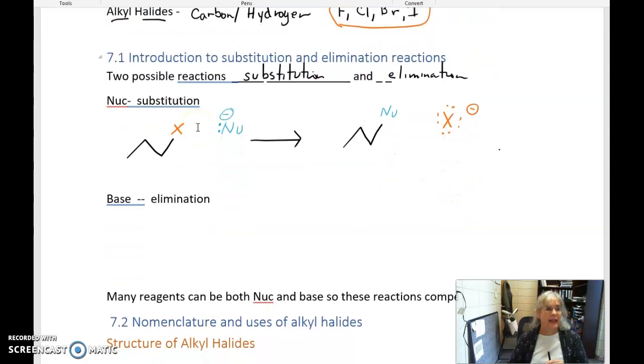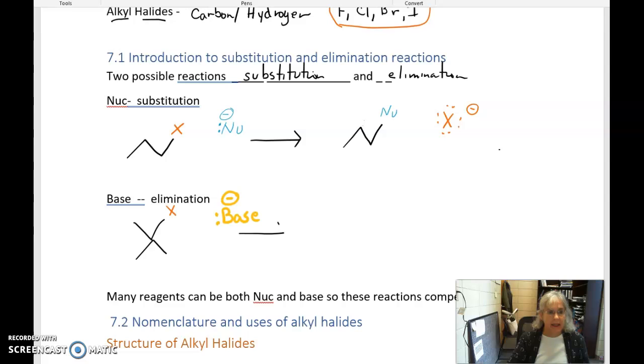When we look at elimination, we're going to be using a base. Start with black. And we'll have a halogen on it. Instead of a nucleophile, though, this time we're going to have a base. So let's do orange. Our base is going to have some electrons on it. It's going to be charged negative.